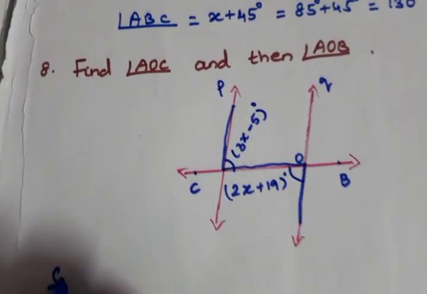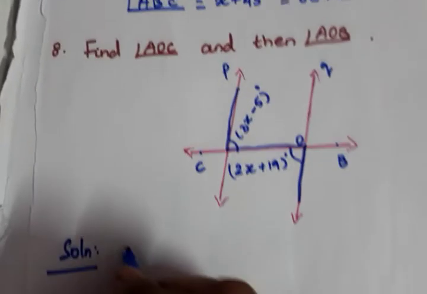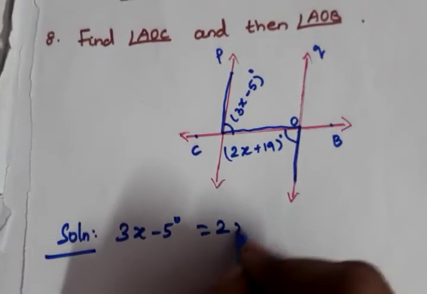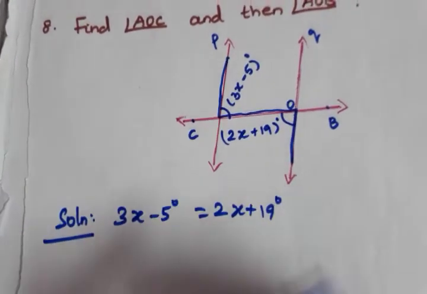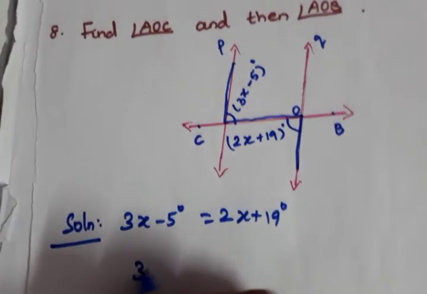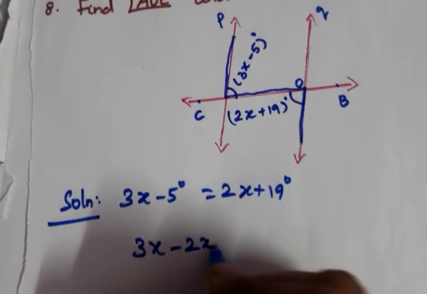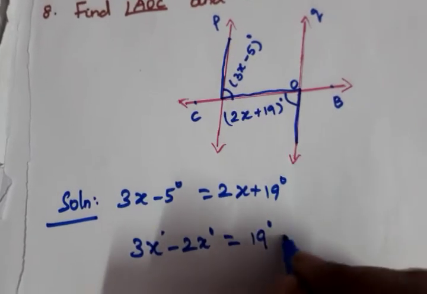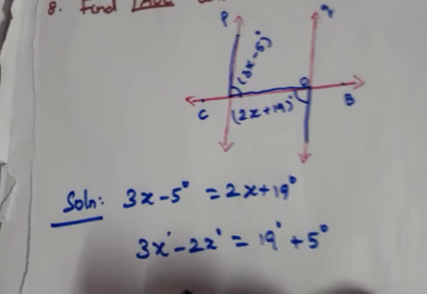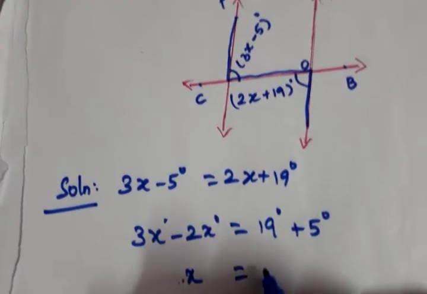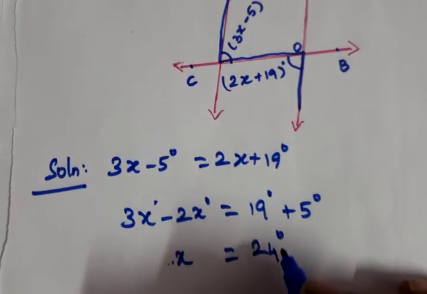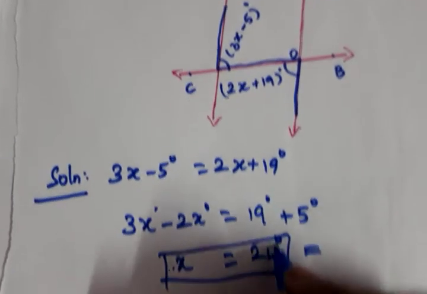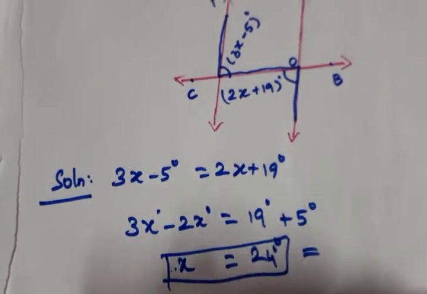Solution: 3x minus 5 degrees equals 2x plus 19 degrees. So 3x minus 2x equals 19 degrees plus 5 degrees. So x equals 19 plus 5, which is 24 degrees. So x equals 24 degrees.